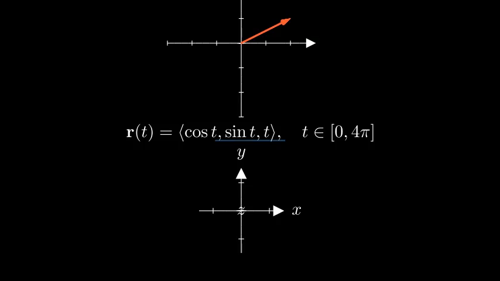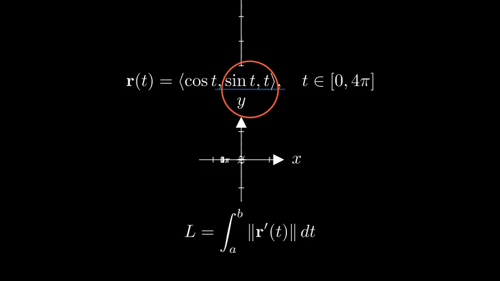If we look at just the x and y components, we have cosine t and sine t. This traces out a circle of radius 1 in the xy plane. Meanwhile, the z component is simply t, which increases linearly with t. So as t increases, our point moves in a circle in the xy plane while steadily rising along the z-axis. This creates a helix that wraps twice around the z-axis, since t goes from 0 to 4 pi, which is 2 complete rotations.